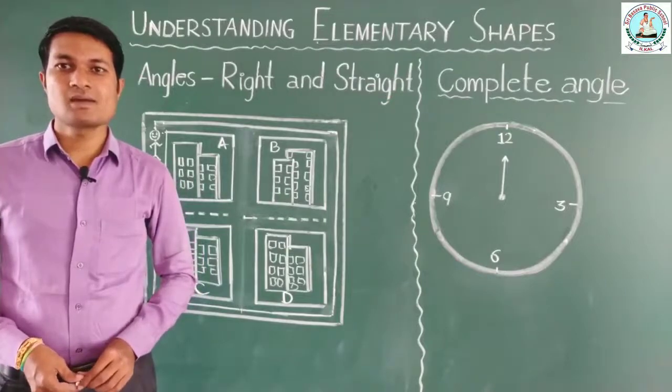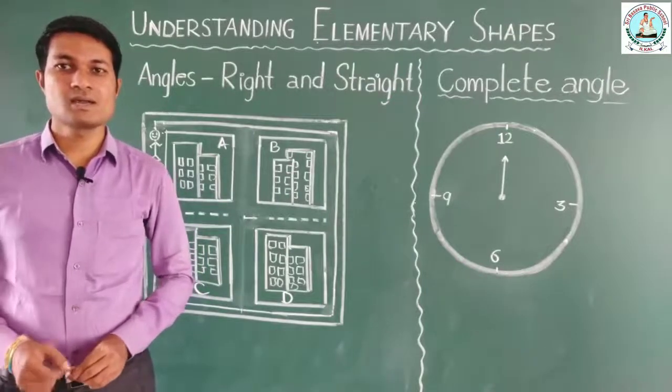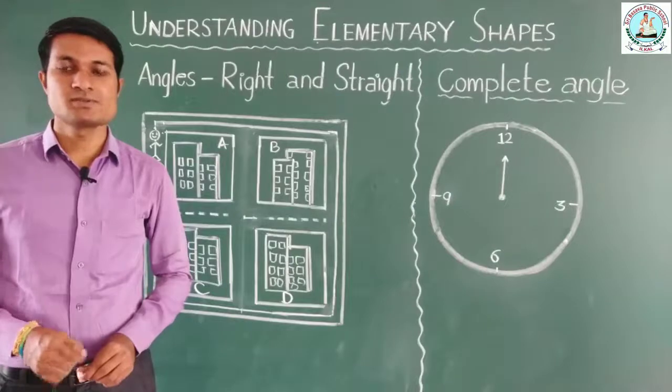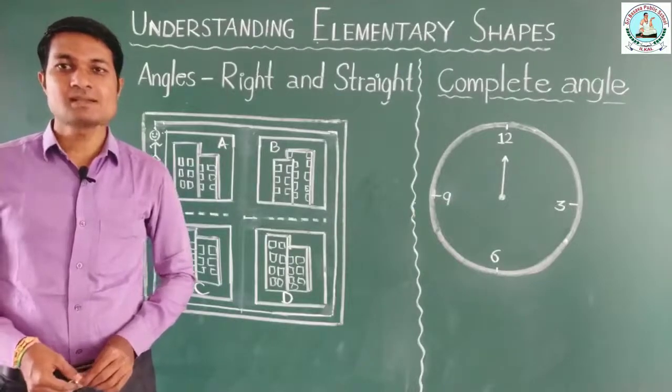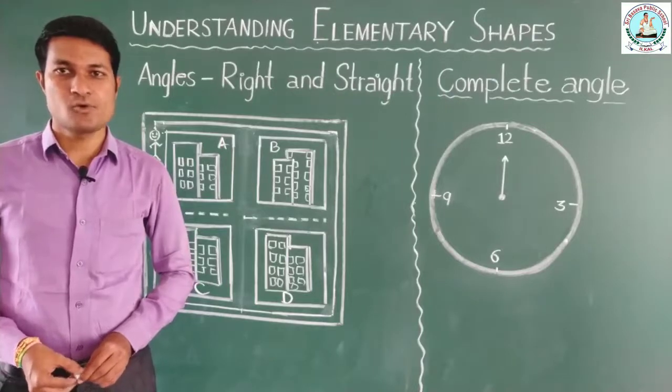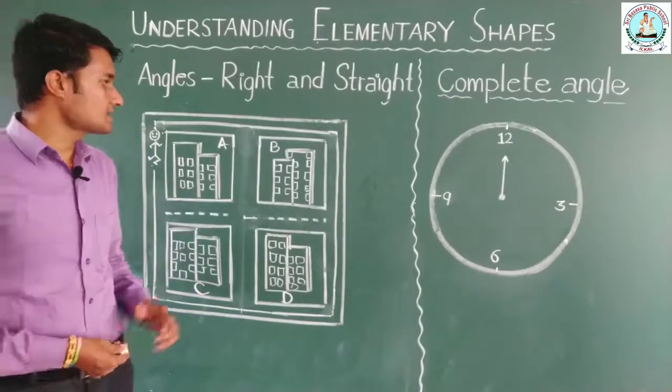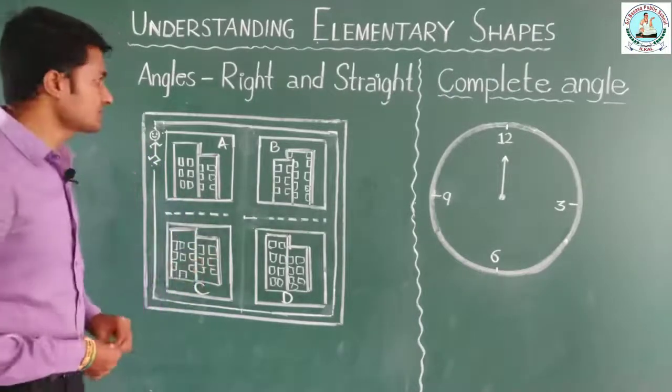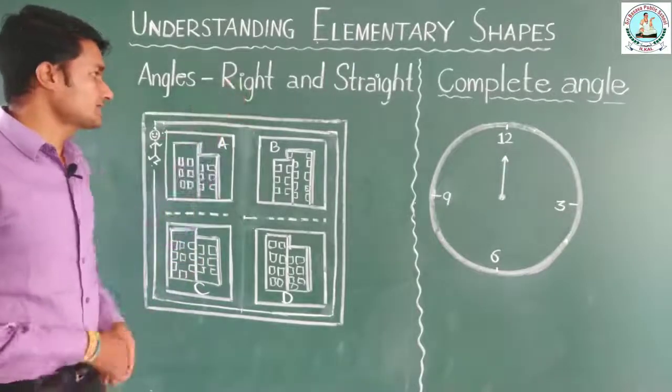Angles are formed when corners are formed. Keep this in mind. At the same time, angles are also formed when two rays meet at one common point. So this is all about angles. Let's get started now without wasting time. First we will learn the right angles.